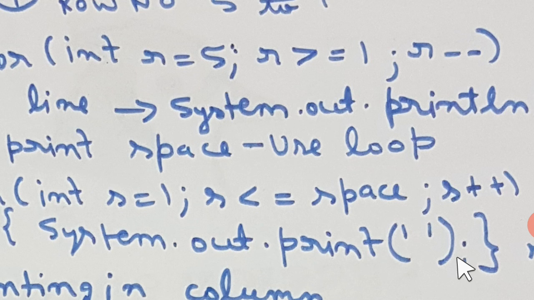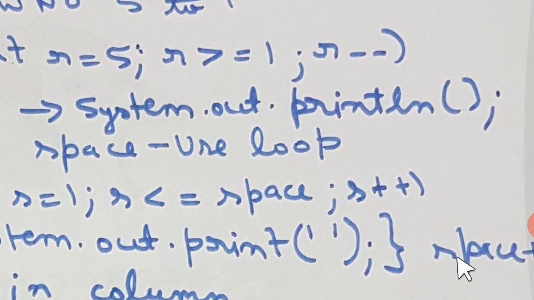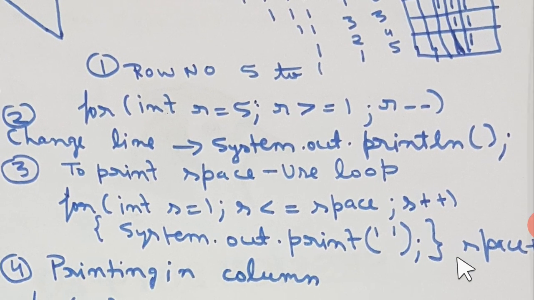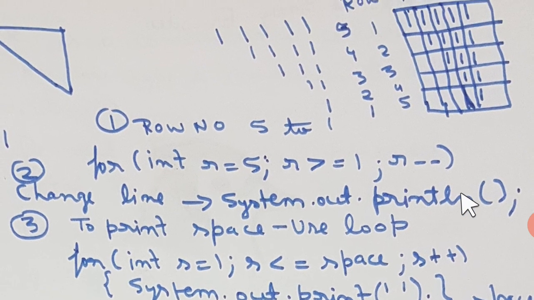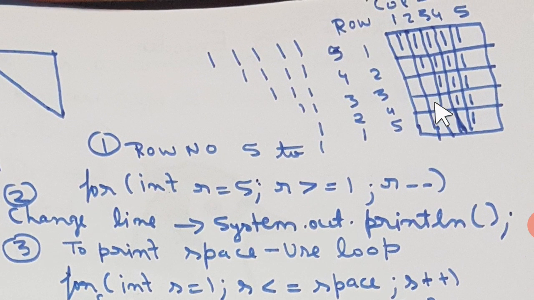Now I have told you that in the pattern the spaces are being increased. For that purpose, I have to write space plus plus. This is not visible here, but it is space plus plus and a semicolon. That will be clear in the code which I will write just now. After that, students, I talk about printing in the column, what? Printing of 1.